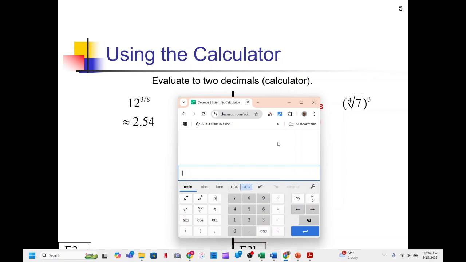Another way of doing it is with the root. So let's see, let me open a parentheses, and I'll do nth root in here. And then I'm going to do 4th root of 7. And let me close my parentheses now. And I'll raise that to the 3rd power. And that again gives us 4.30.